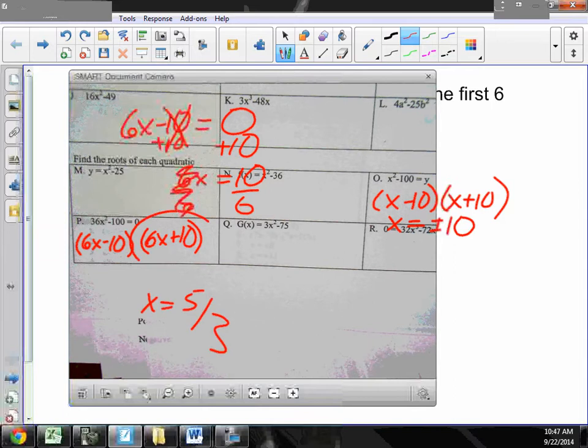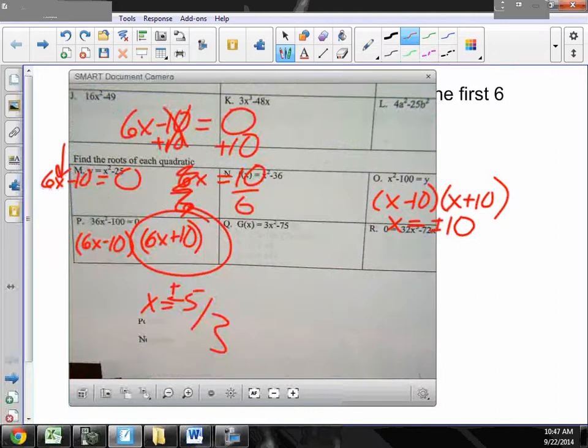Well, what is the other one going to be? Negative 10 over 6, which becomes negative 5 over 3. So once you find one of them, you automatically know the other one. It's just the opposite sign. Okay? Well, if you had 6x minus 10 equals 0, the goal is to get x by itself. So we move the 10 and then we move the 6.